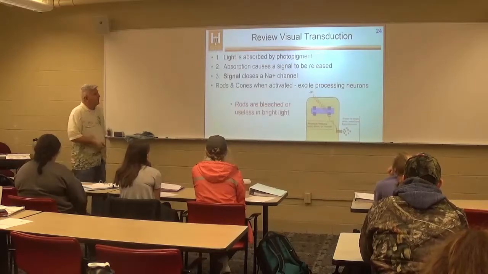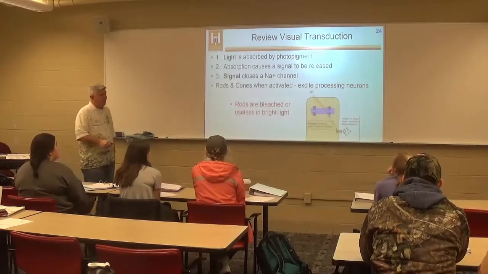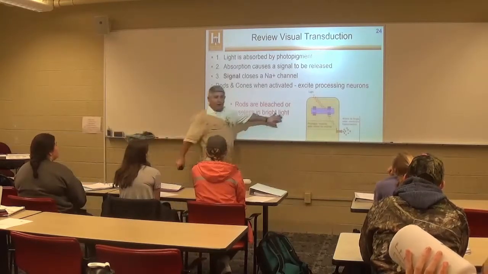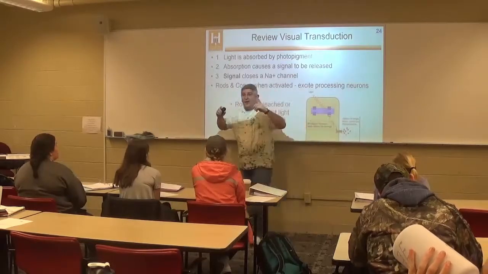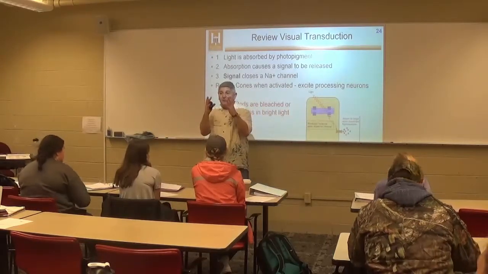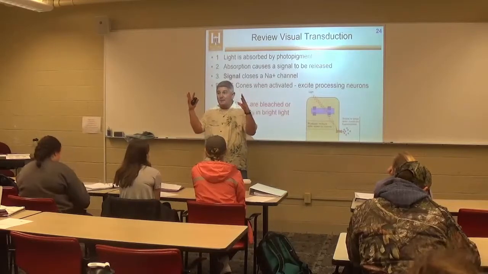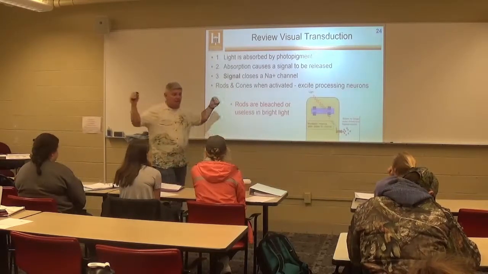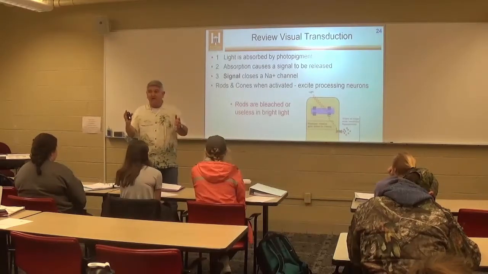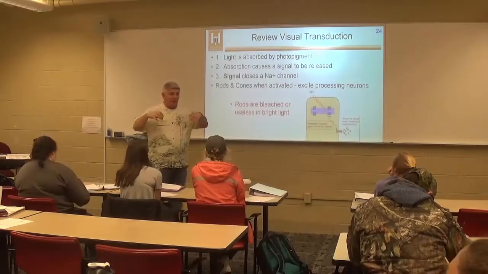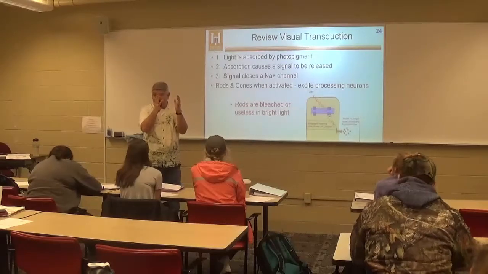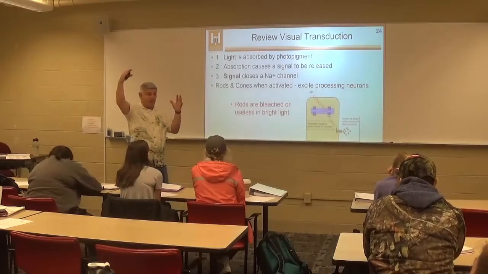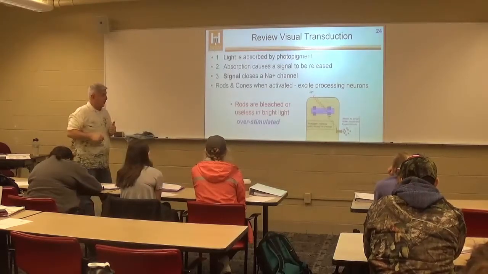All right. So rods are bleached or useless in bright light. All the photopigment in bright light stimulates all this. And so every time a rod makes a new thing of rhodopsin, it gets zapped immediately in bright light. So there's zero available rhodopsin. Every time it makes it, it gets zapped. It's only when we walk in the movie theater that it gets made and then stays and doesn't get zapped that we can build up levels. All right?